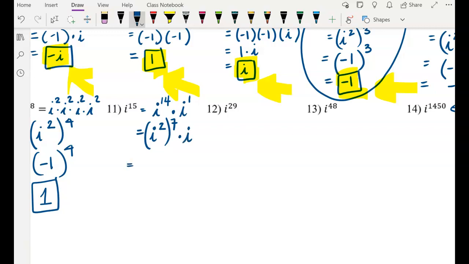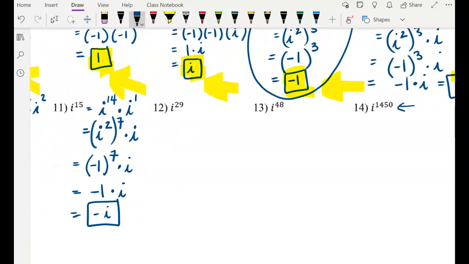Well, i squared is always, always, I hope you remember, -1. -1 to the 7th power still. Well, a negative number to an odd power is -1. And -1 times i is going to be a negative i. So that's what we're getting, okay?